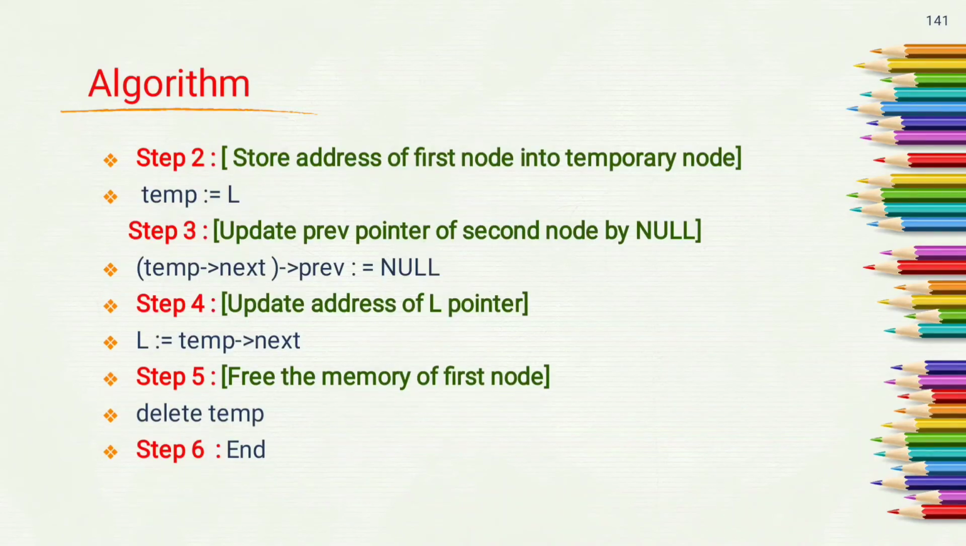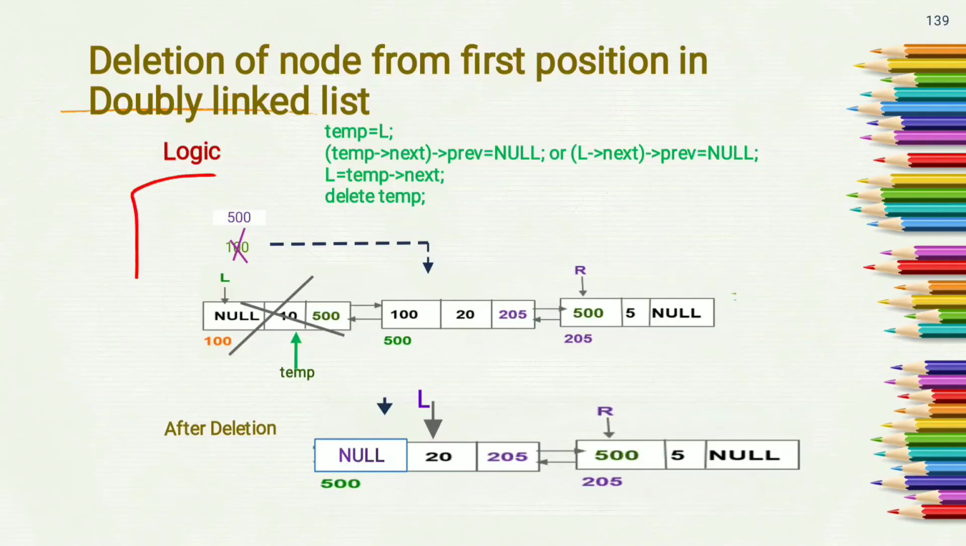If the doubly linked list is not empty, then we have to store the address of first node into temporary node by writing temp equals to L, and then update previous pointer of second node by null, as second node will become the first node of doubly linked list. So we have to place null into previous pointer of second node. So we have to write temp arrow next arrow previous equals to null. Step 4 is update address of L pointer, L equals to temp next, and step 5 is free the memory of first node. So we have to write delete temp, and step 6 is end. These steps I explained you in this logic.